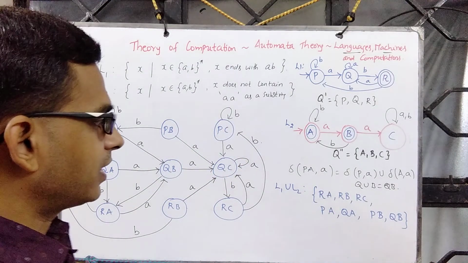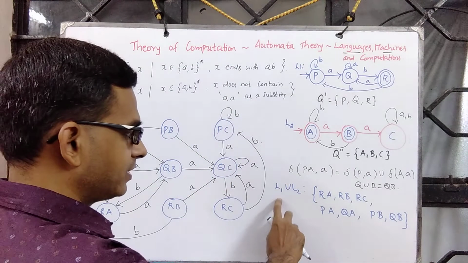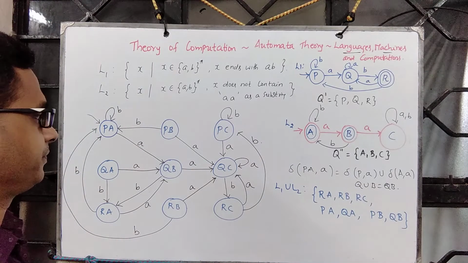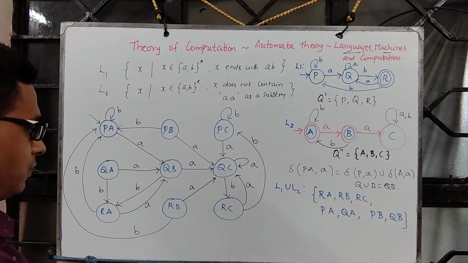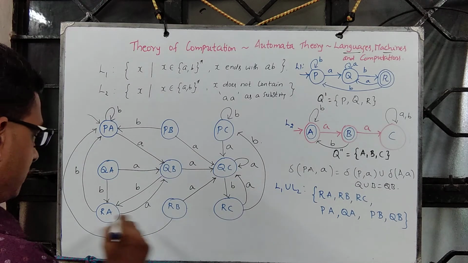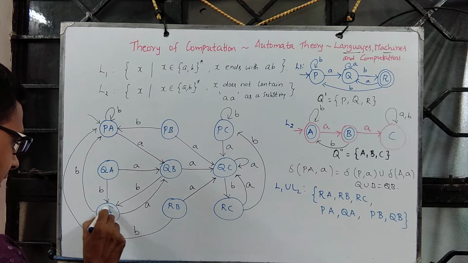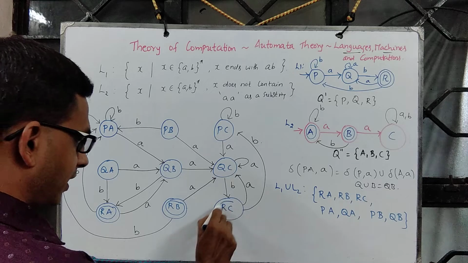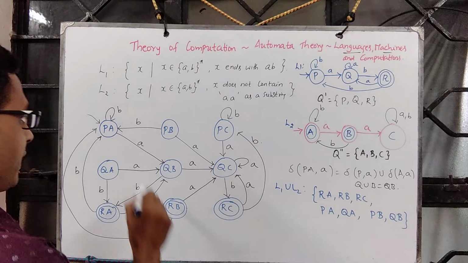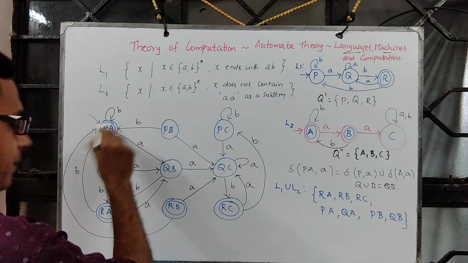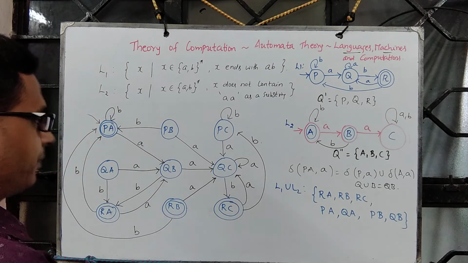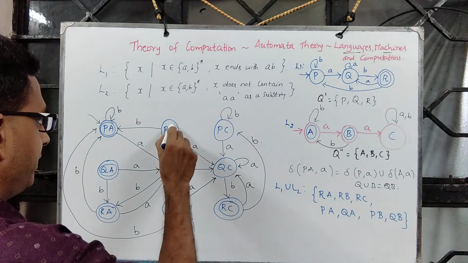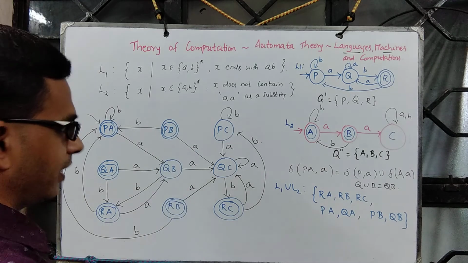So that shows that the final states for this automaton are precisely so much. So what is this telling us? I should mark RA with a double circle, RB with a double circle, RC with a double circle. On similar lines, PA with a double circle, QA with a double circle, PB and QB.